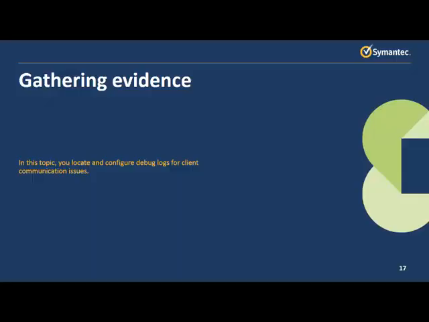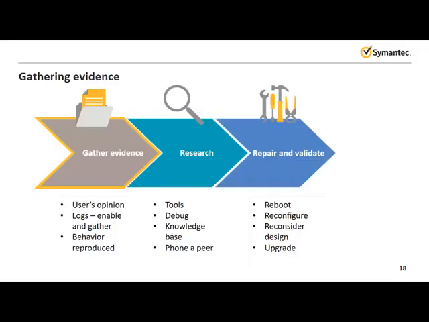Now that we've covered how client communication works, let's talk about how to gather evidence when troubleshooting a client communication issue. When troubleshooting a problem, you gather evidence, research, repair, and validate. Sometimes the line between gathering evidence and research becomes blurred.